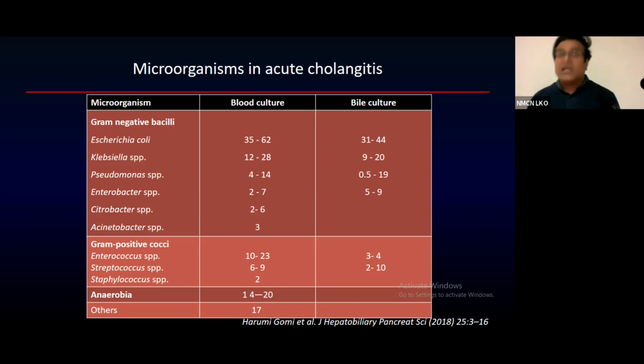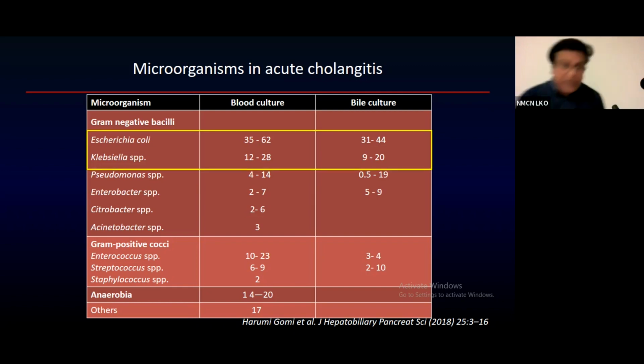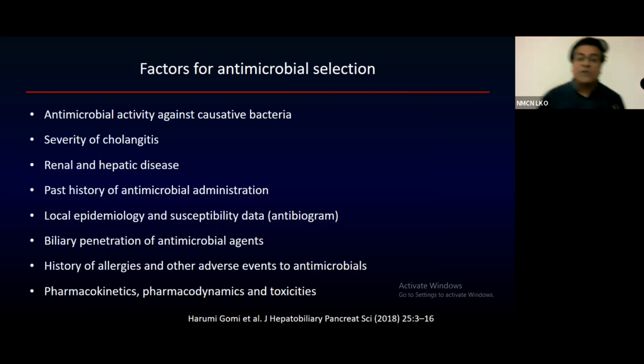Once you don't have the culture report, then for starting empirical antibiotics, you need to know what organisms are usually found. So E. coli, Klebsiella, Pseudomonas are found most commonly. You need to know antimicrobial activity against gram-positive bacteria, severity of cholangitis, renal and hepatic disease, and past history of antimicrobial administration. Obviously, if the patient has received a prior antibiotic outside, you don't want to continue with the same antibiotic. So taking an appropriate history of antibiotic intake is very, very important.